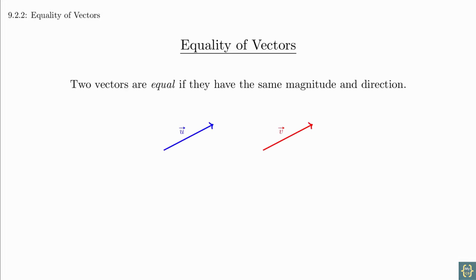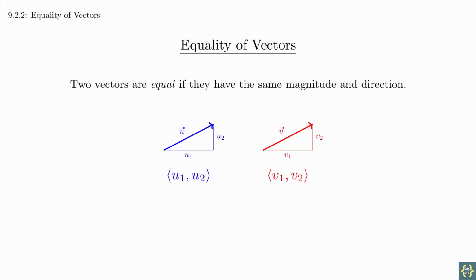2 vectors are equal if they have the same magnitude and direction. This geometric description is fine for our intuition, but we need to formalize this because while it's good for intuition, it's hard to put into practice in this form. So we will now take a look at that idea from an algebraic perspective.